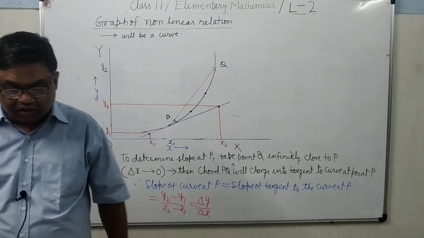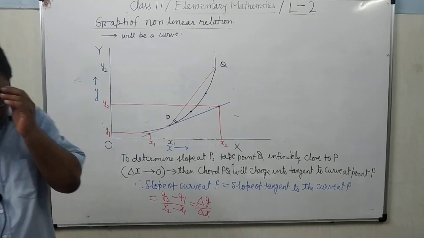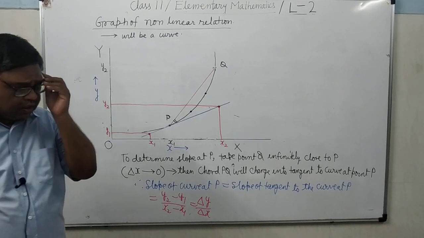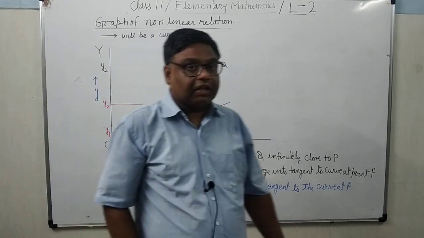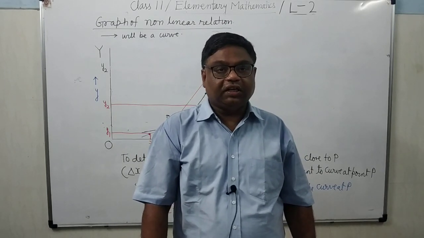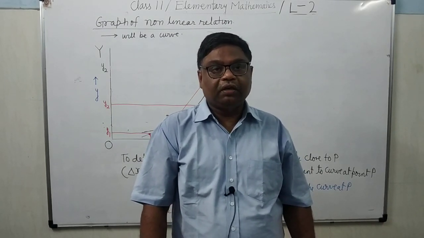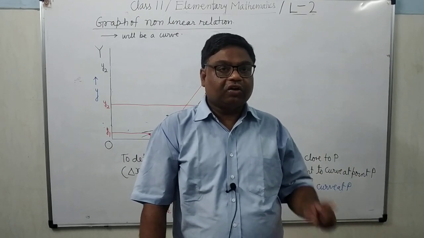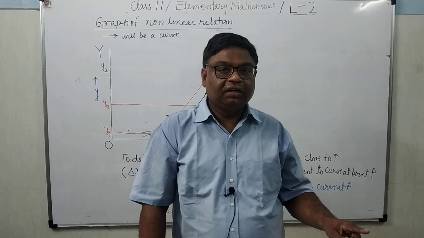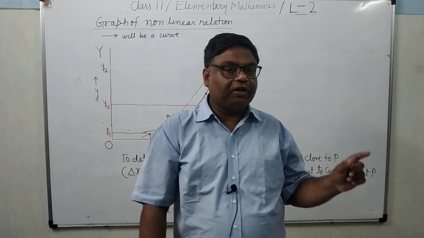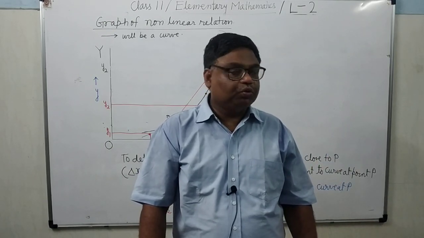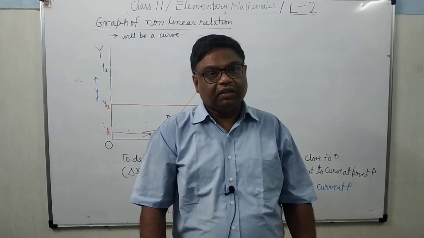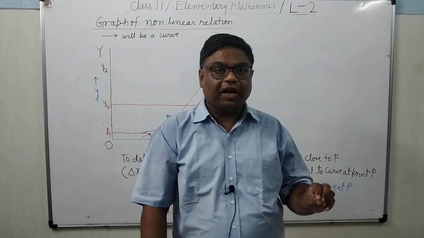So see here, what is the procedure of determining the slope of a curve at any particular point, say P. You will draw the tangent to the curve at point P. Take 2 points on the tangent. Determine their x values and y values, and then by using the formula y2 minus y1 upon x2 minus x1, that will be the slope of the curve at point P.